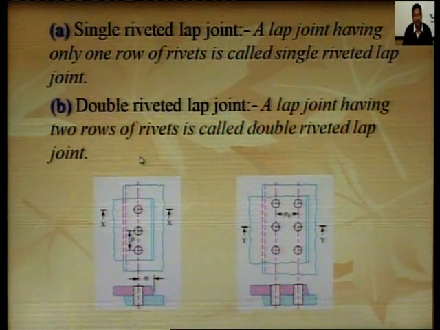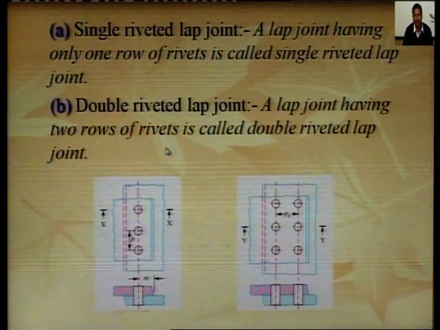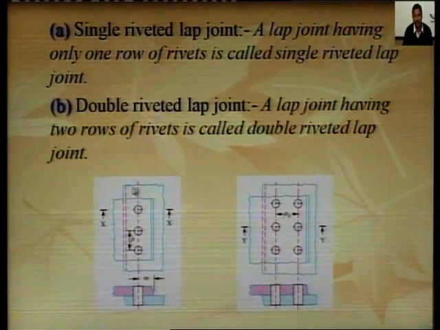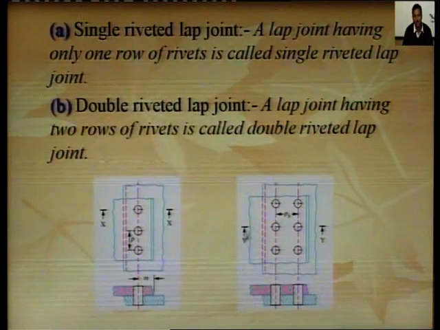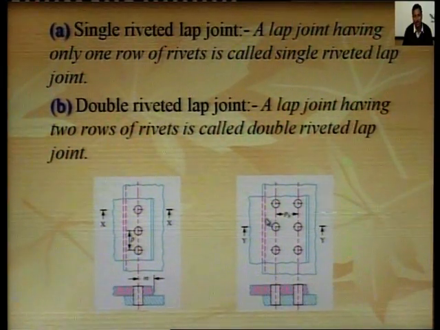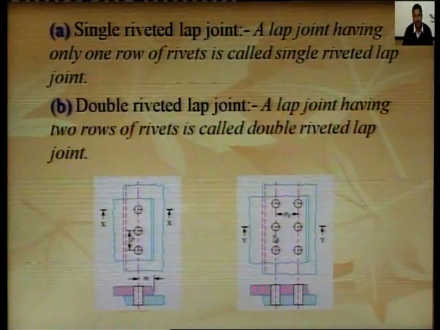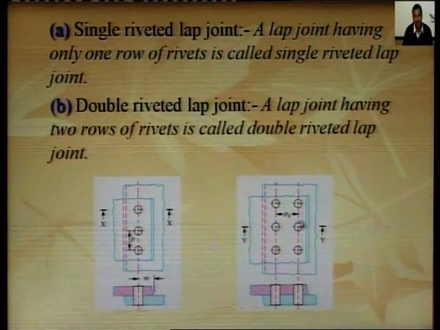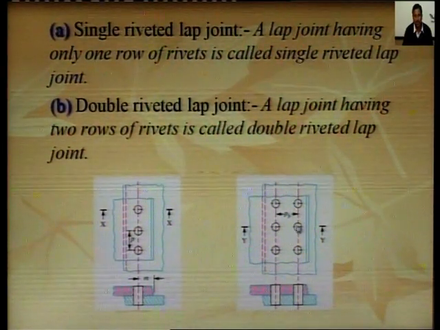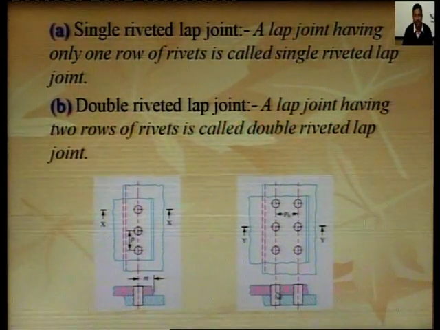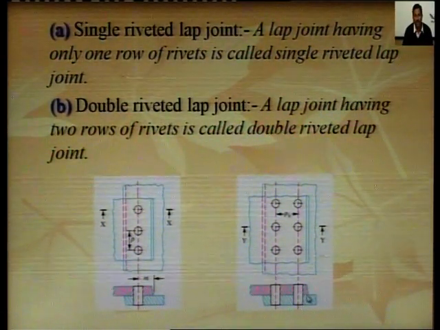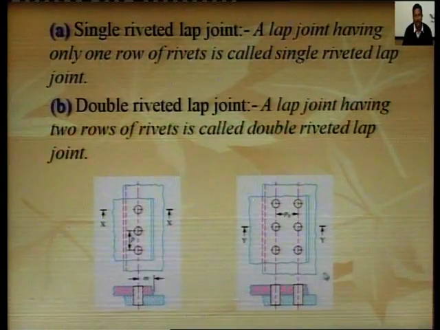So, a lap joint which consists of two rows of rivets is called a double riveted lap joint. This is the diagram for a double riveted lap joint. Here are the two rows of rivets, one is this and the second is this. It consists of two rows of rivets. This is the cross section for the double riveted lap joint.